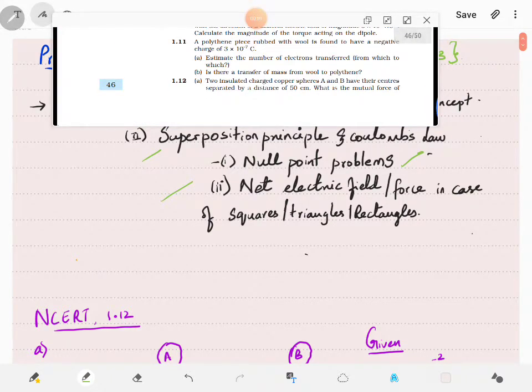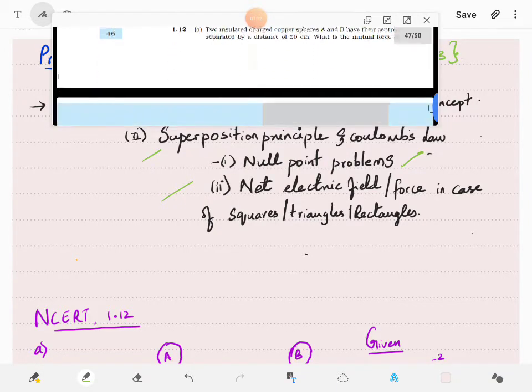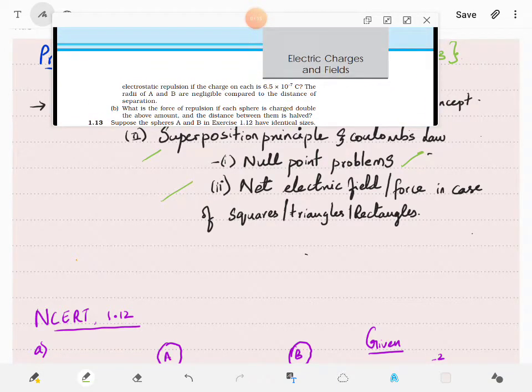As you can see, I already have your textbook in a split view screen. Take a look at the question 1.12a. The question reads, two insulated charged copper spheres A and B have the centers separated by a distance of 50 centimeter. What is the mutual force of electrostatic repulsion if the charge on each is 6.5 into 10 power minus 7 Coulomb? The radii of A and B are negligible compared to the distance of separation.